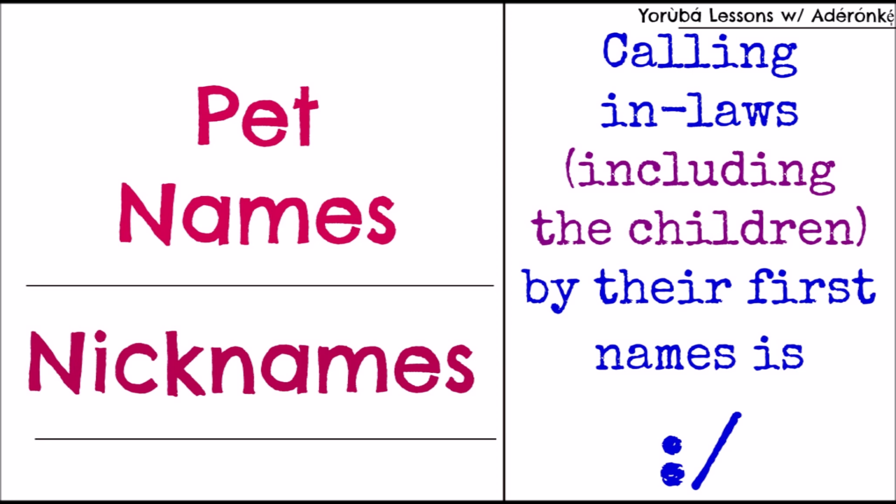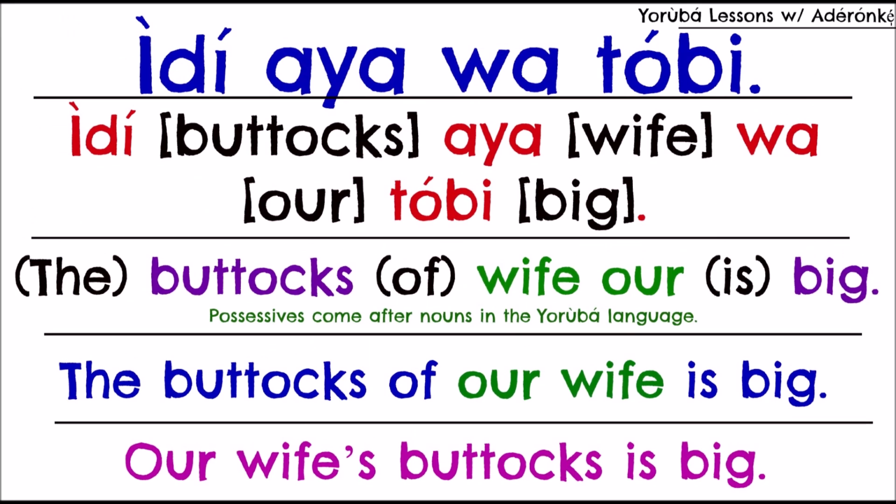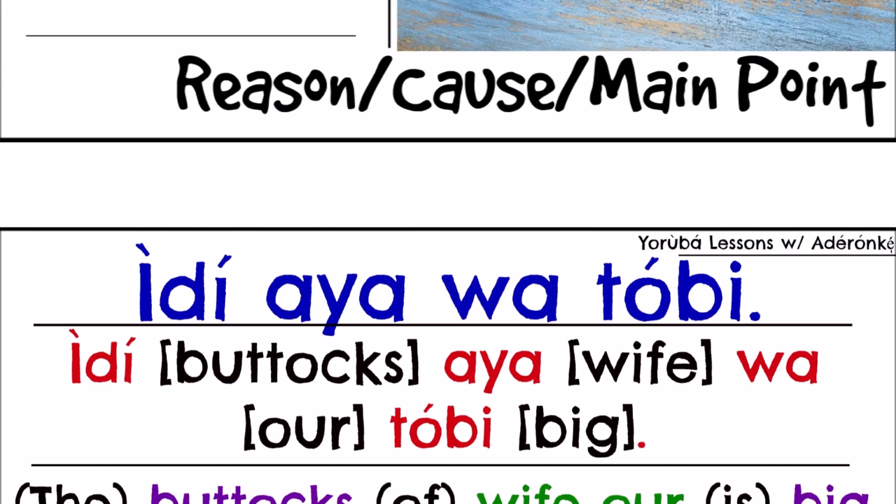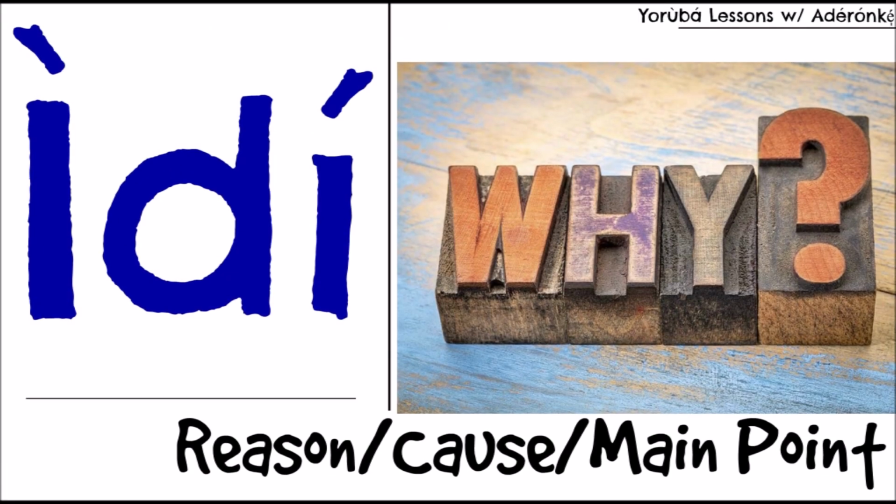But anyway, we'll talk about the culture later. Although I have videos on pet names already, so you might want to check those out. I have videos on the family structure already and how it works. So I already have family related videos. If you want to check them out, I'll put the link somewhere. So again, Idi, buttocks. This is an example of a situation in which Idi would be used to refer to the buttocks. Another meaning that Idi could have, another context, like I said, is reason, cause, main point.